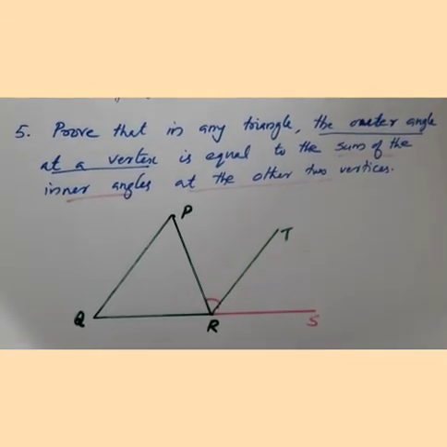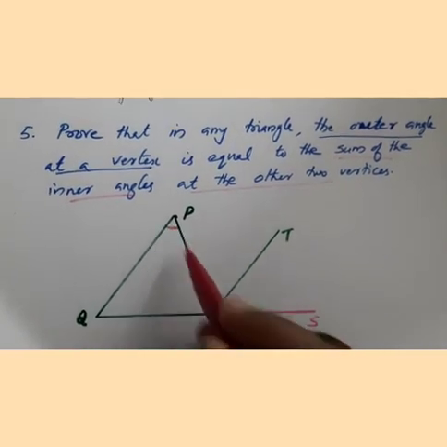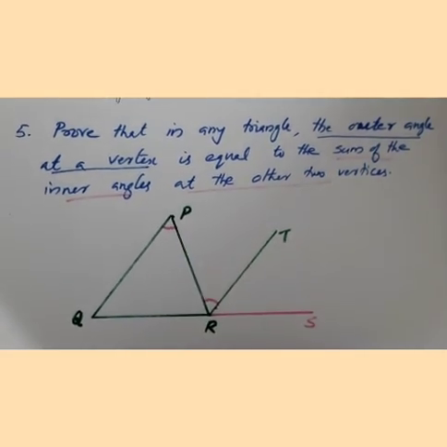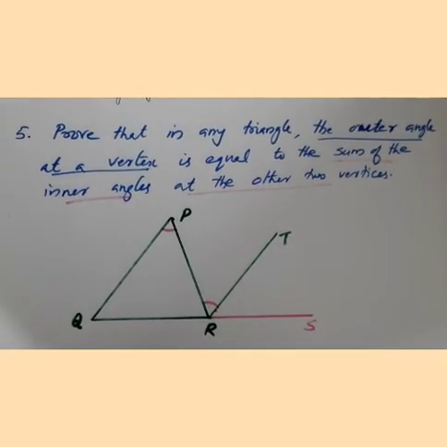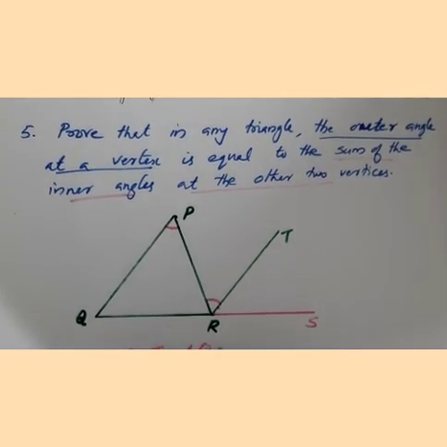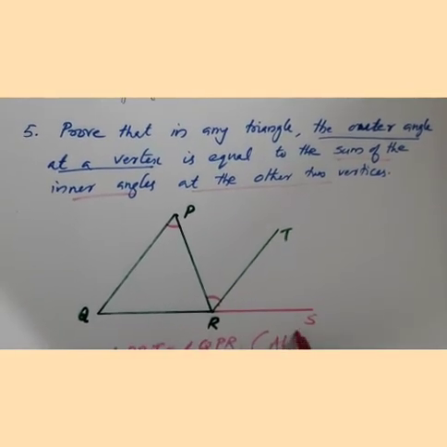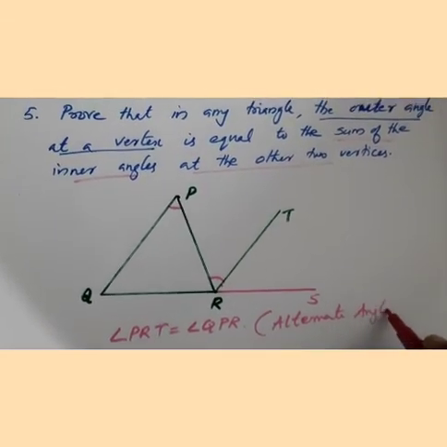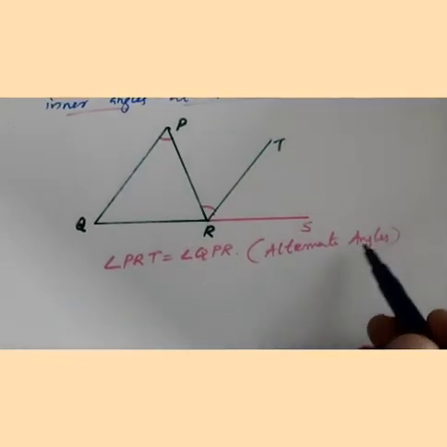this angle, and angle QPR. What about these two angles? If these two lines are parallel, what about these angles? They are alternate angles. So you can write angle PRT is equal to angle QPR. And what is the reason? They are alternate angles. Alternate angles are equal.